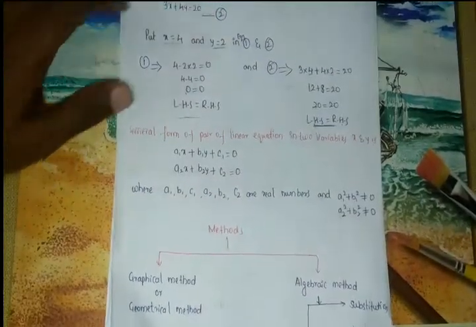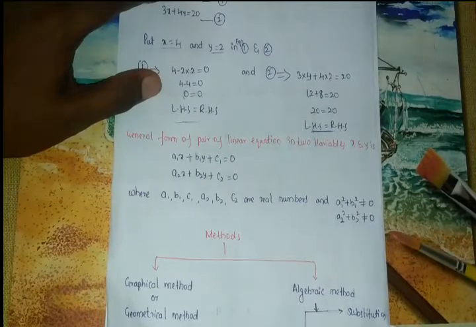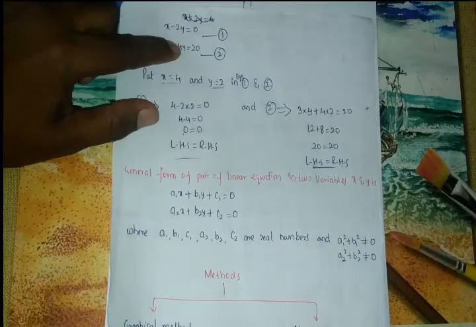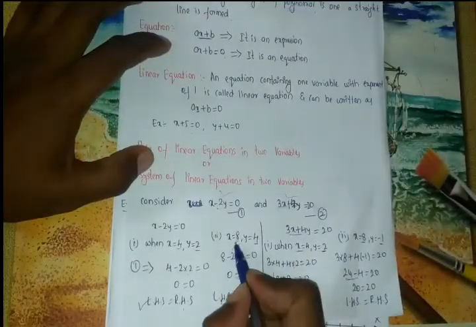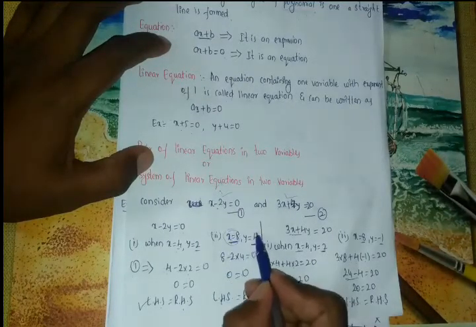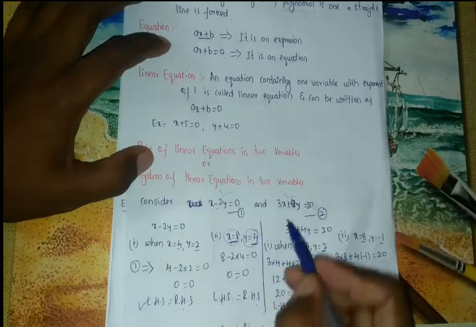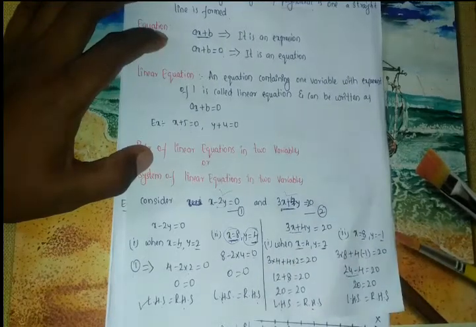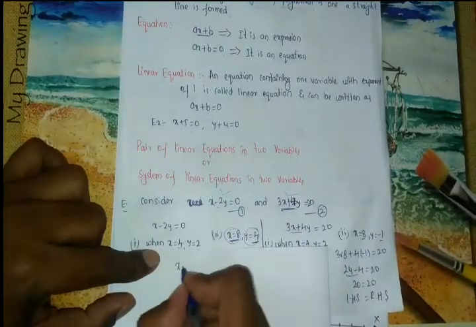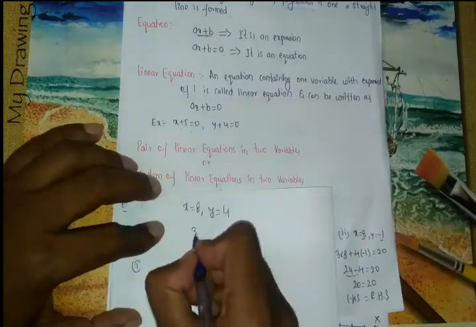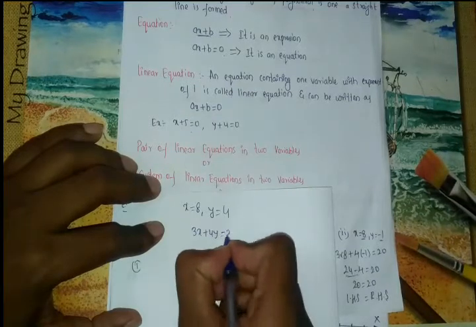Earlier we got the individual solutions for the equations x minus 2y equals 0 and 3x plus 4y equals 20. So we got LHS equals RHS for x equals 8 and y equals 4. Now if I put the same x equals 8 and y equals 4 in this equation, I will not get LHS equals RHS. Let me try to put. So x equals 8, y equals 4 in the equation 3x plus 4y equals 20.